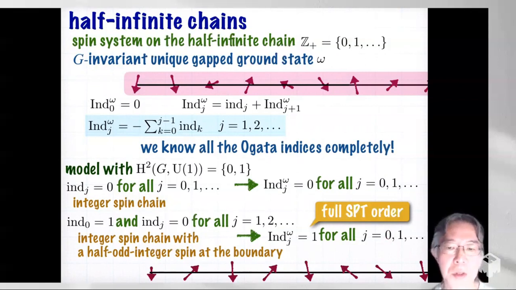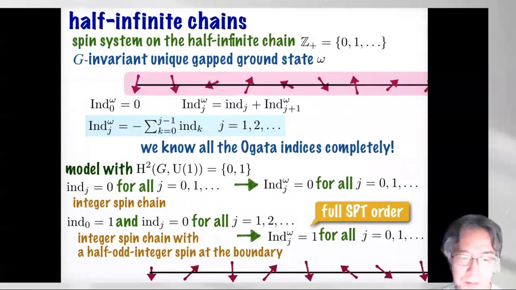And because I stress that in this discussion, the assumption that we have a unique gapped ground state is very strong. But anyway, if you assume this, you see only by looking at local spins that the unique gapped ground state must have full SPT order. Of course, this is consistent with this picture of edge spins.